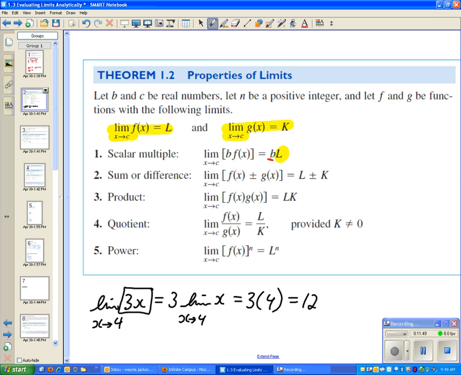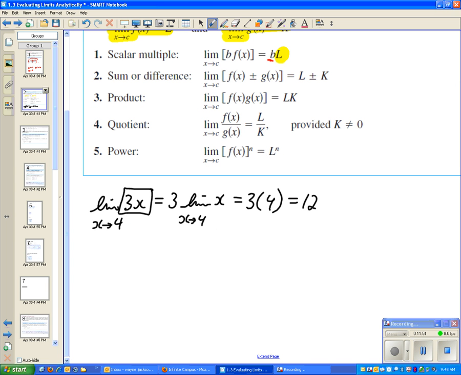Number two, sums and differences. If we're finding the limit of two functions added together or subtracted together, just find the limit of the first one, find the limit of the second one, and then either add them or subtract them.